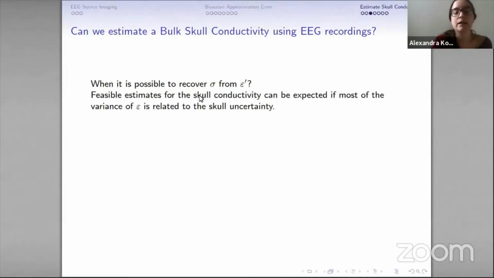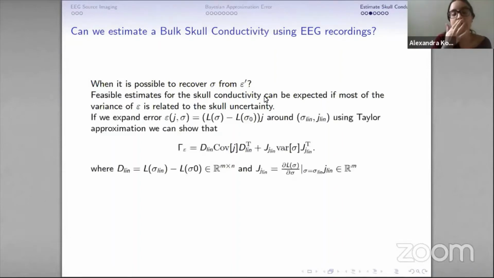We say that we can estimate the skull conductivity if most of the information of our approximation error is related to, of course, the skull conductivity. So what we did is we just took the approximation error definition here, and we applied Taylor expansion to this around the linearization point. I haven't included this equation, but it's quite straightforward.